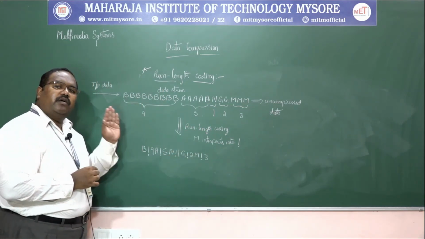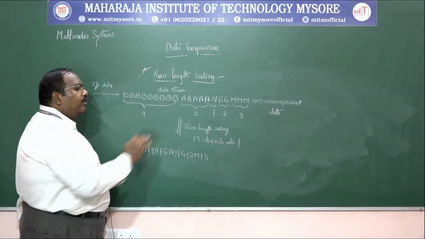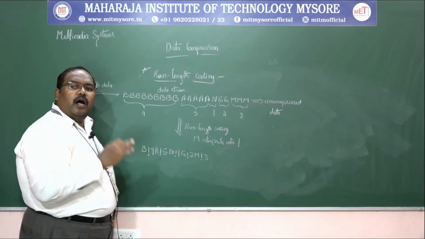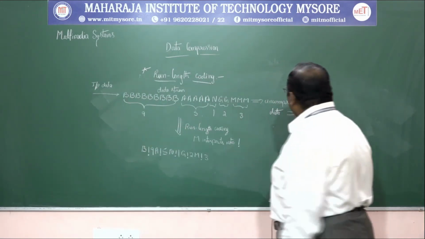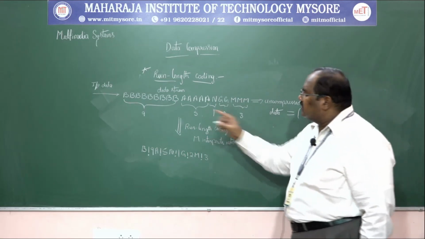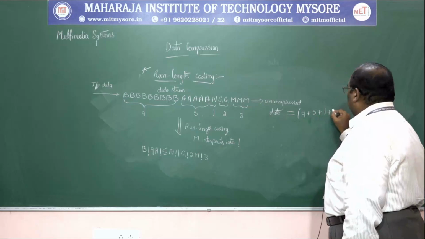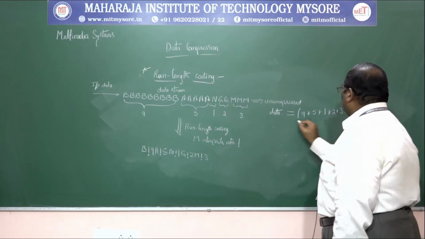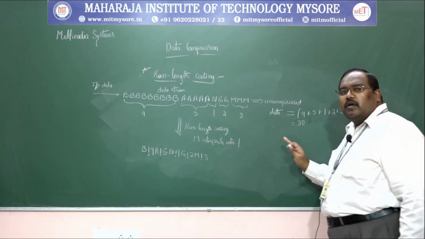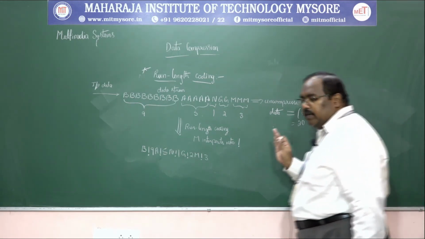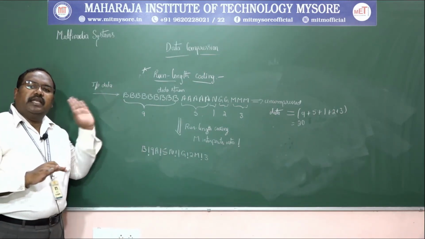Now, how did we get the compression? We'll explain this now. When we talk about this uncompressed data, how many bits of information are stored? Let us calculate this here. First is 9 plus 5 plus 1 plus 2 plus 3, which is equivalent to 20. Got it? Now 20 bits of information are used to store the input data which is uncompressed.